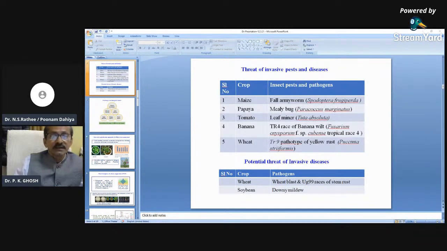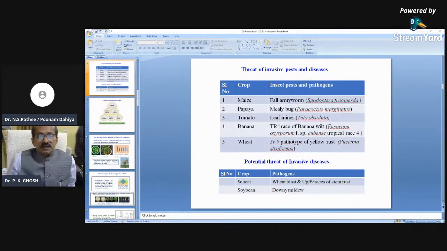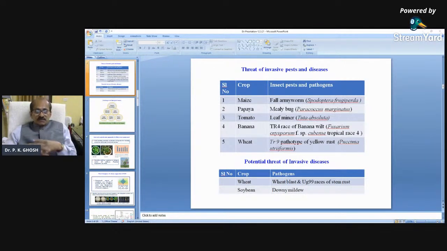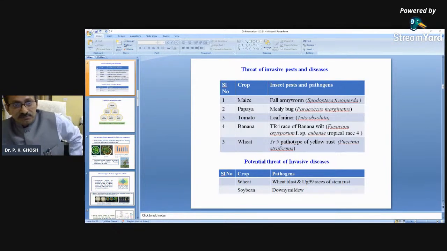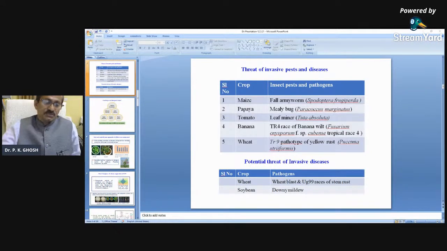I think I covered this slide. Now you see the serious threats of invasive pests and diseases. These are the diseases and pests against each crop. India is facing a serious problem with these invasive pests. There is also a potential threat of two to three diseases, that is wheat blast and UG99 races. I think we are aware that it is now prevalent in Bangladesh and Iran, wheat blast, and then there is the potential threat for soybean, that is downy mildew.